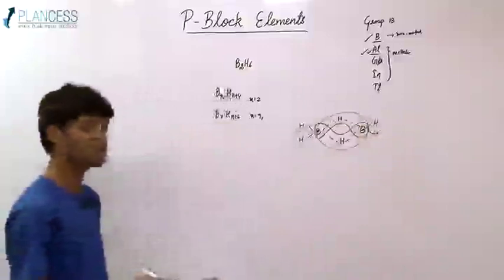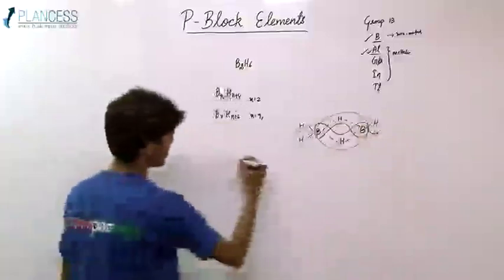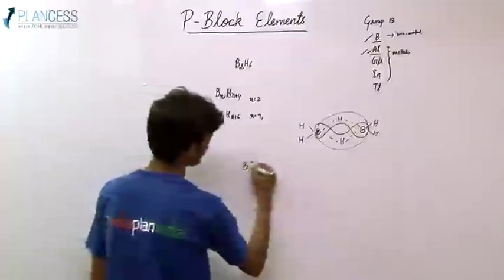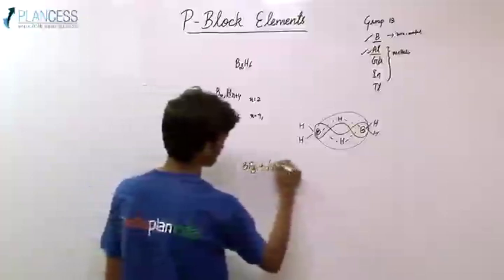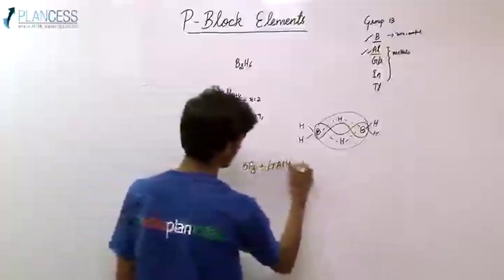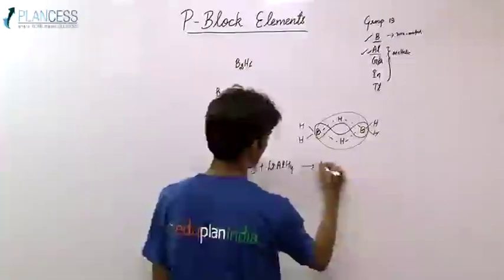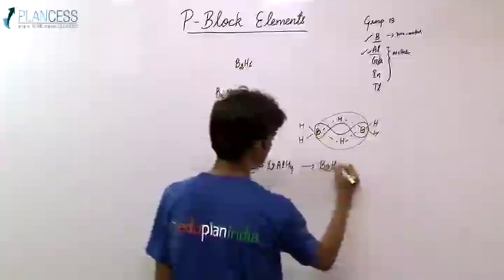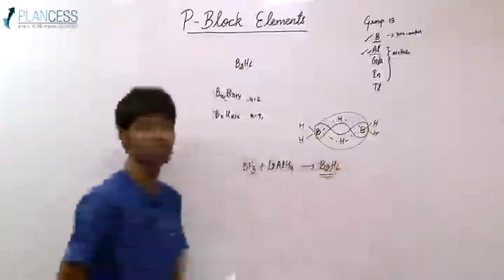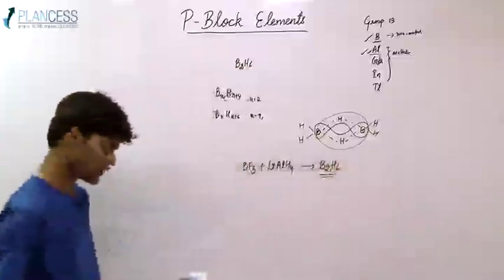So one of the preparations of diborane would be, BF3 when reacted with LiAlH4, Li+ AlH4- ion, then B2H6 is formed. So this is one of the important reactions for how to prepare diborane.